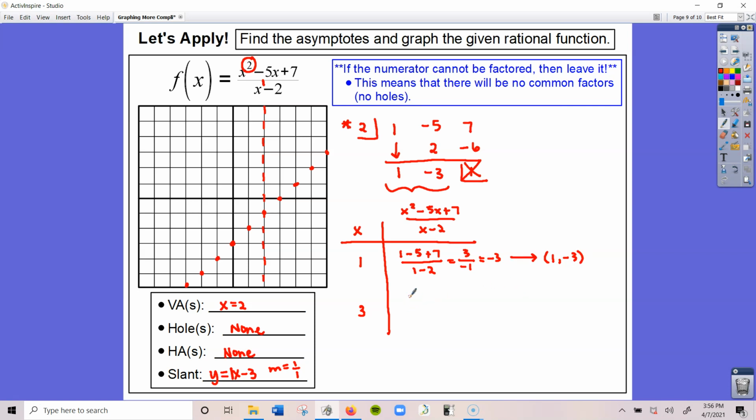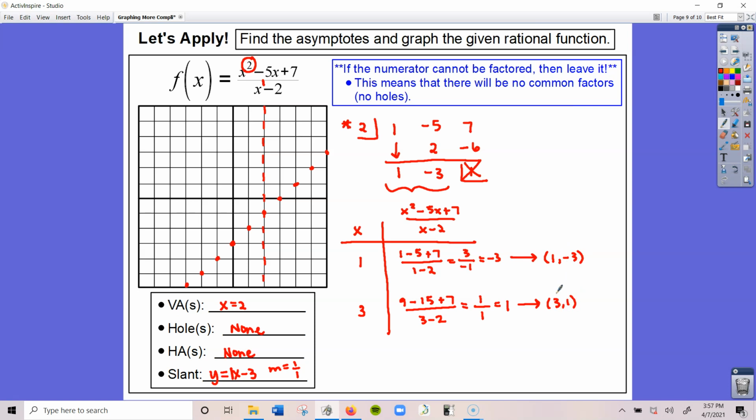Now we do the same with 3. 3 squared is 9, minus 5 times 3, which is 15, plus 7, all over 3 minus 2. Work this out. 9 minus 15 is negative 6. Negative 6 plus 7 is 1, over 3 minus 2, which is 1. And 1 divided by 1 is just 1. So we have a coordinate at (3, 1).